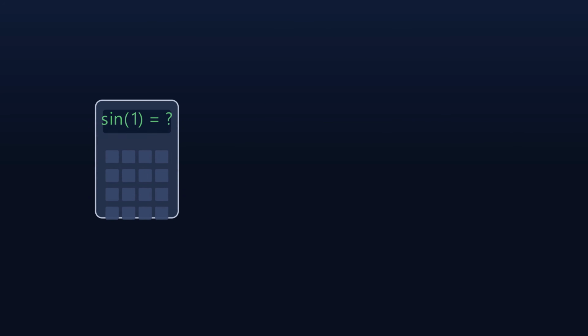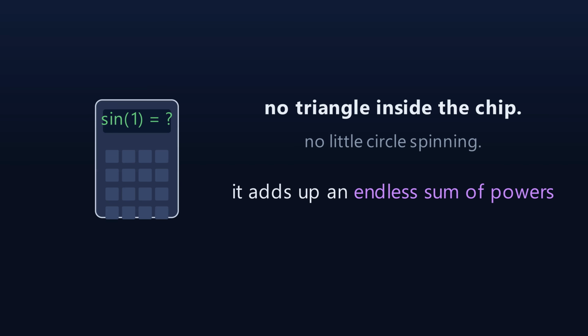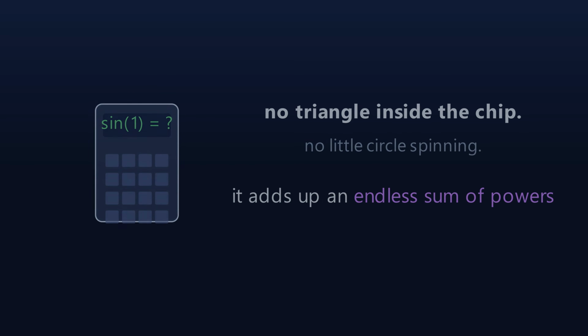Here's a question that sounds simple but really isn't. When you type the sine of 1 radian into a calculator, there is no triangle inside that chip. No little circle spinning around. So how on earth does it get the answer? The surprising truth. It adds up a never-ending sum of simple powers. This is the secret formula.